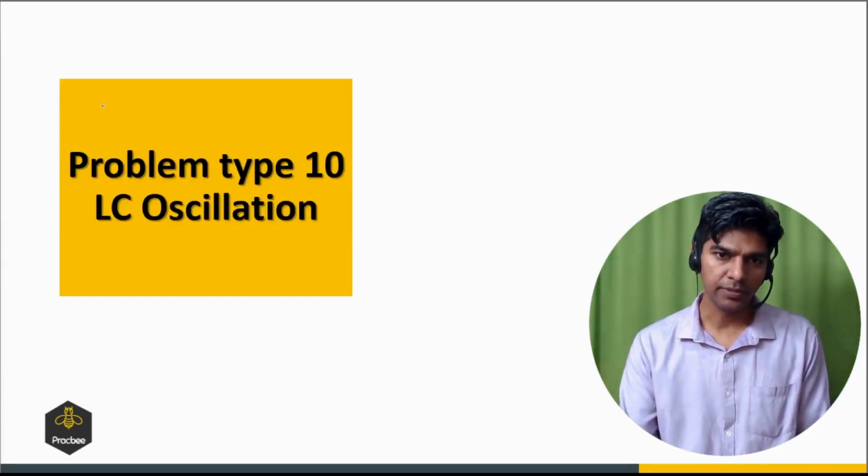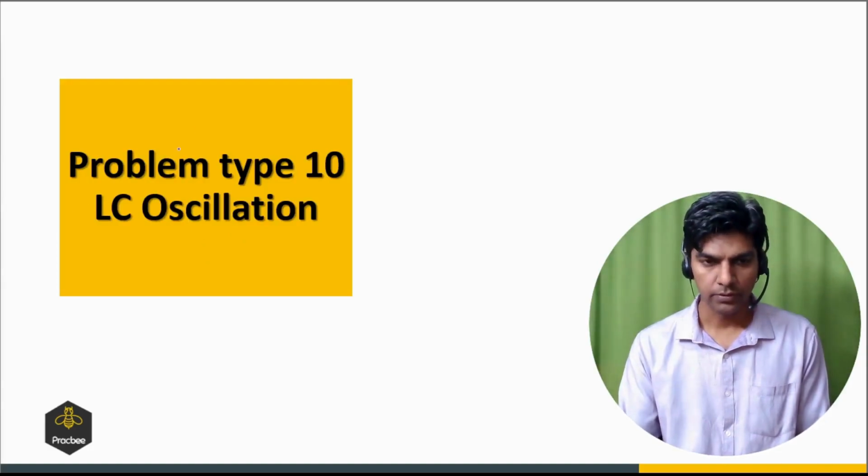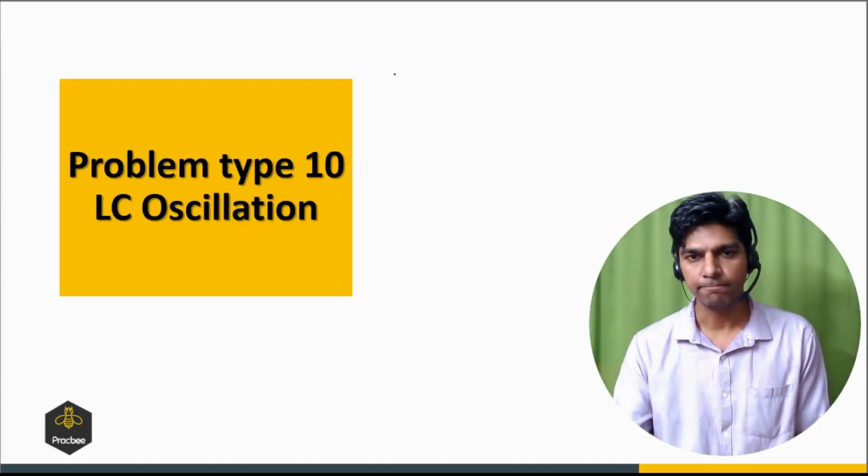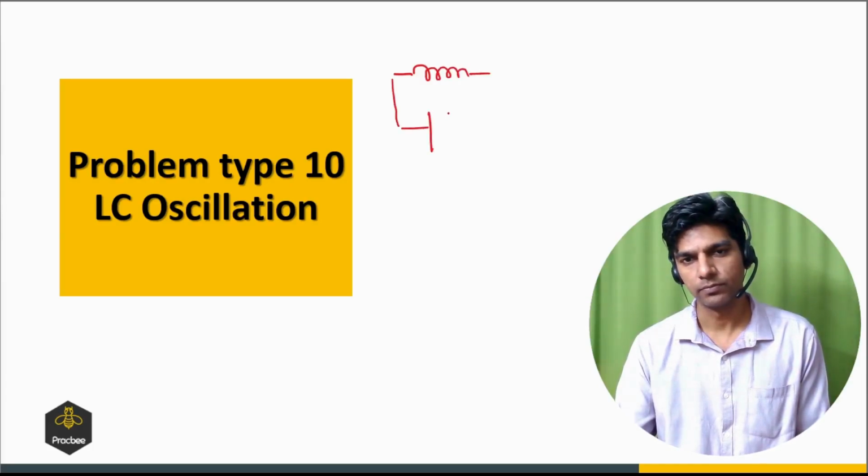Now the next problem type is based on LC oscillation. So what happens in this case? Let us see. So we have an inductor and there is a charged capacitor, and there is a switch. So this plate has some positive charge, this plate has some negative charge, and the initial charge is Q naught.